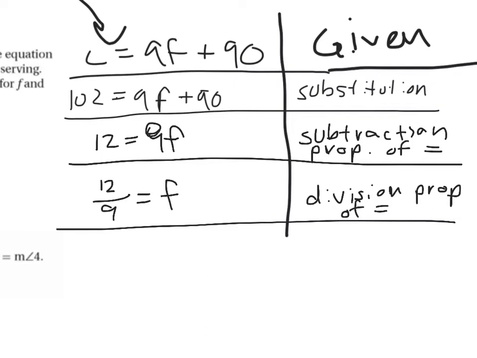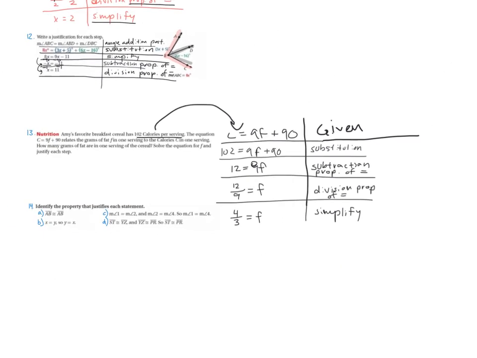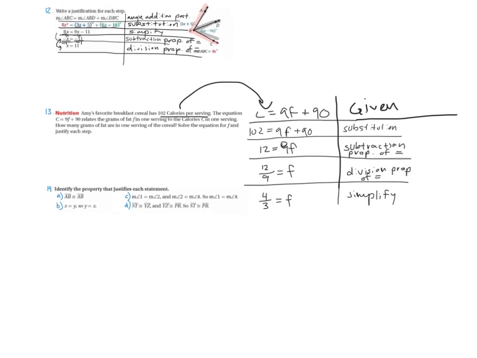And now we can take it one step even further and simplify, because we know that 3 goes into 12 and 9, so we can simplify this as 4 over 3 is equal to F. And all we did was simplify one side of the equation, so our reason here would be simplify. So that is the answer for 13.